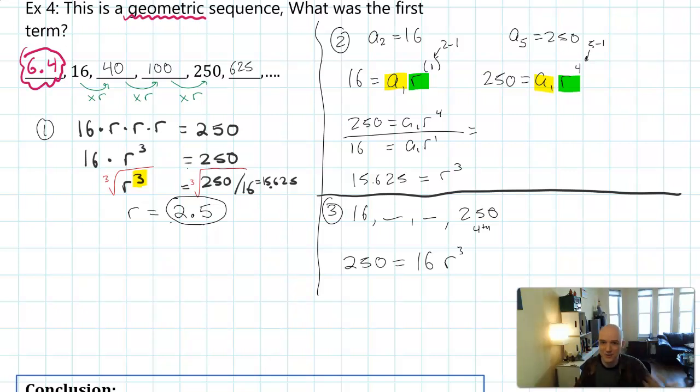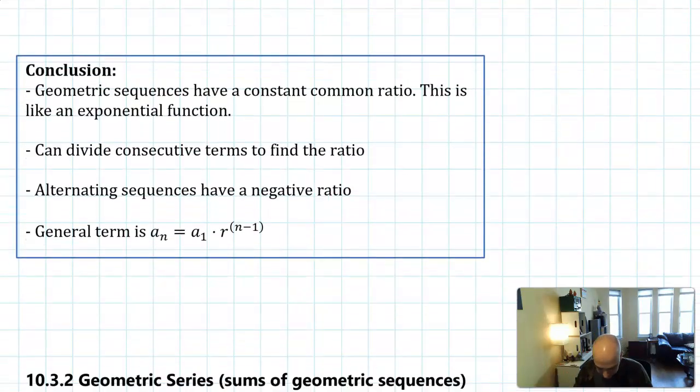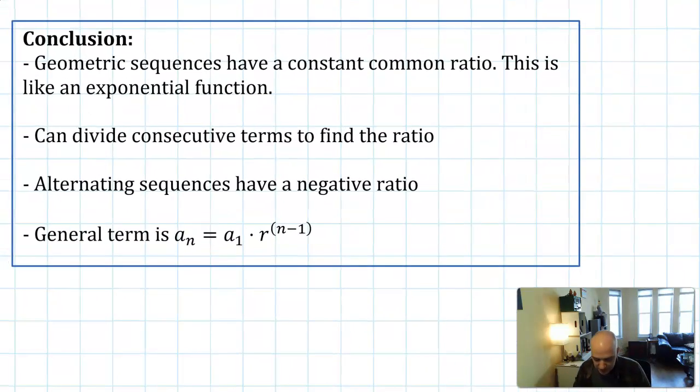I mean, they end up doing the same algebra, but it's a slightly different way of thinking about the same problem. All right. In conclusion, geometric sequences have a constant common ratio. They are like exponential functions, you're multiplying by the same thing every time. To find that ratio, you can divide terms that are in sequence, the later term divided by the term before it. You should always get the same thing no matter where you are in the sequence.